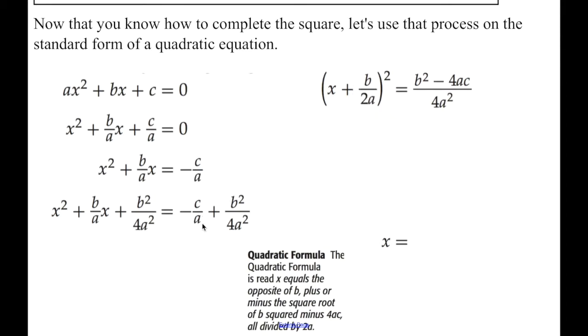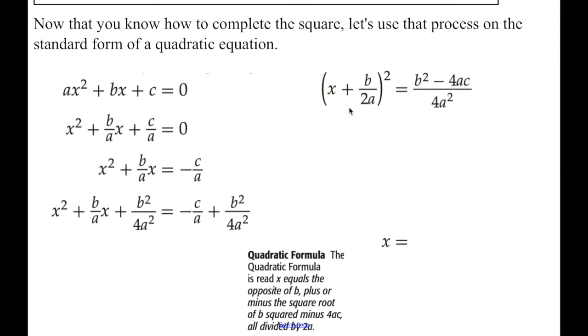And then on the right-hand side, we need to have a common denominator. So the first term on the right, I multiplied by 4a over 4a to give us 4a squared. So this is a minus 4ac over 4a squared. So that's where this minus 4ac came from. That's this term right here, plus b squared. So we just switched the order of those. So I end up with this.